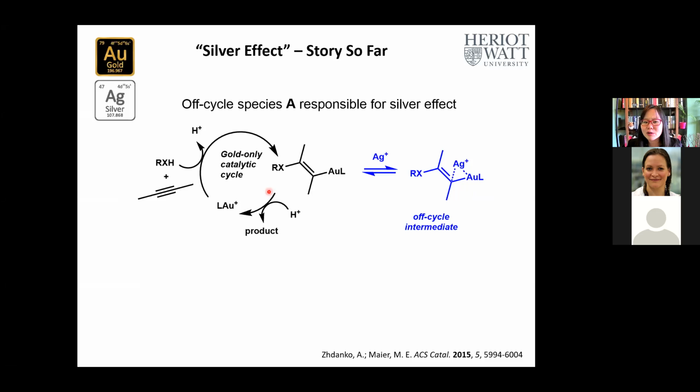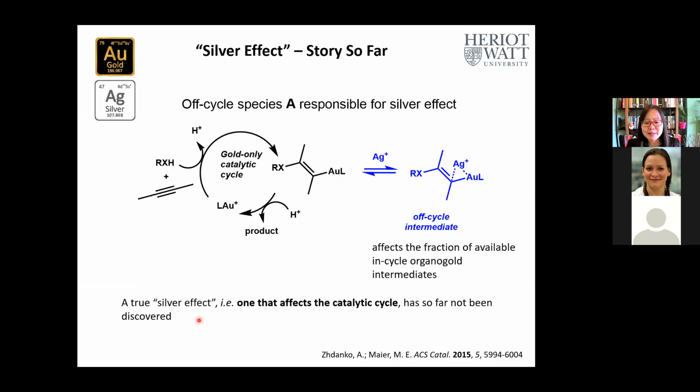You have your standard gold-only catalytic cycle, so a generic hydrofunctionalization, and the silver doesn't really mess up your gold catalytic cycle. What it's doing is that it can potentially form this off-cycle intermediate in equilibrium. So it doesn't affect the cycle, but it affects the fraction of available organogold species, and that is why it affects the rate of your reaction. But they concluded in this paper that a true silver effect, meaning one that affects the actual gold catalytic cycle, has so far not been discovered.